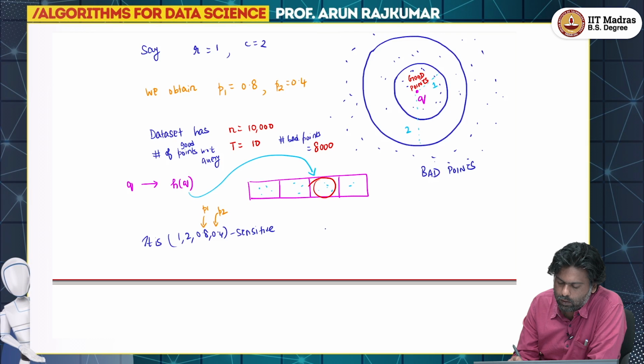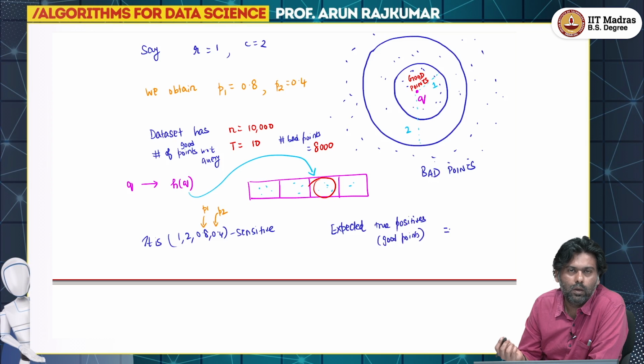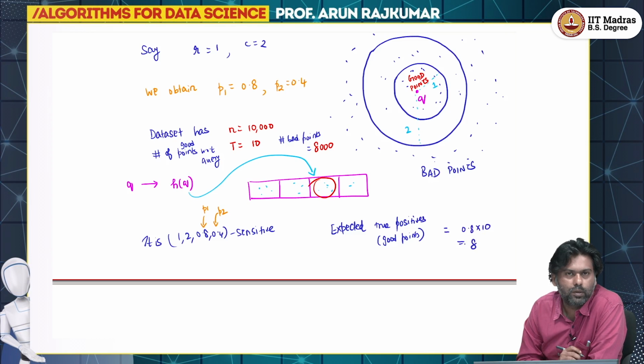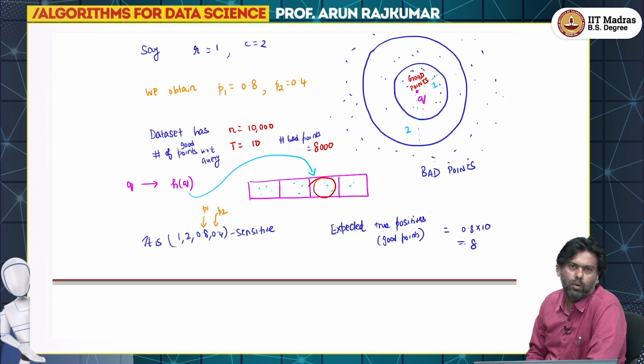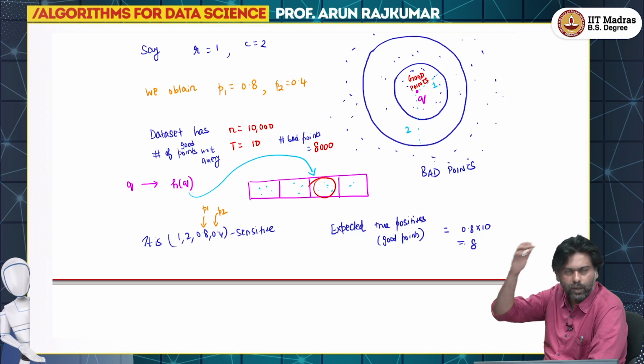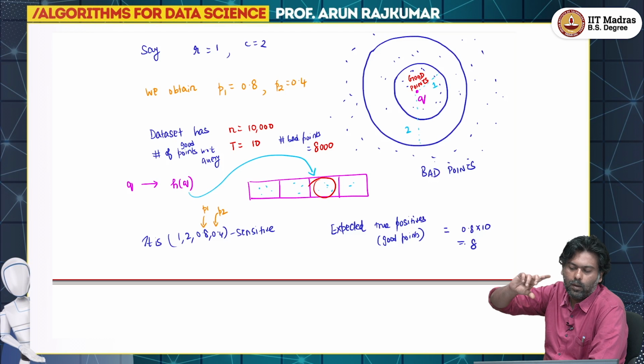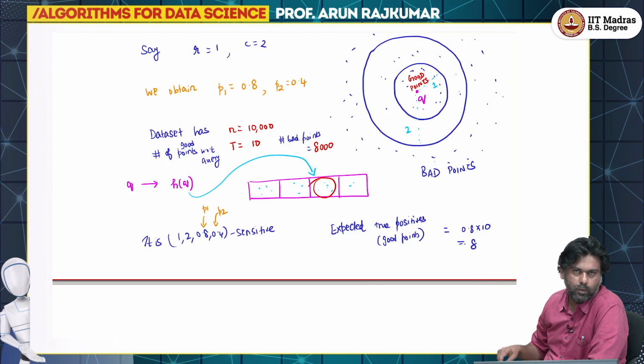So roughly, the expected true positives, or good points, how many are there going to be? Well, there are going to be 0.8 times 10, which is 8 points. So 8 of these 10 points are going to be there, because the collision probability is 0.8. There is some chance, 0.2, that the good point for Q might have been hashed to a different bucket. So 20% of the points might go to a different bucket on average. So you expect 8 points.